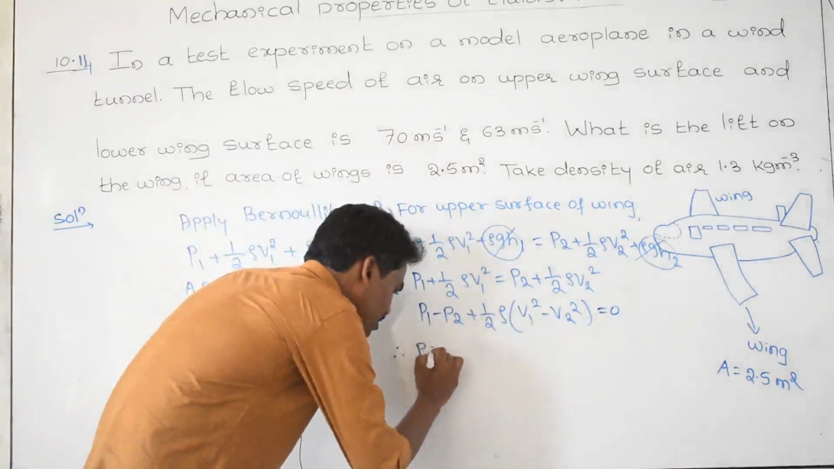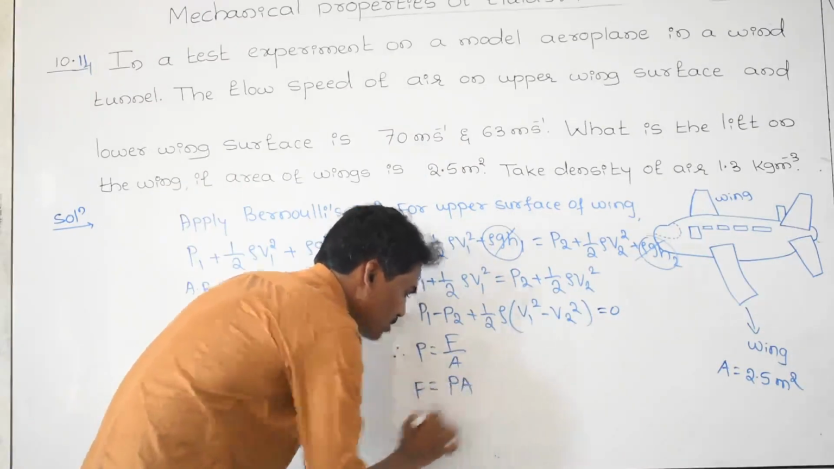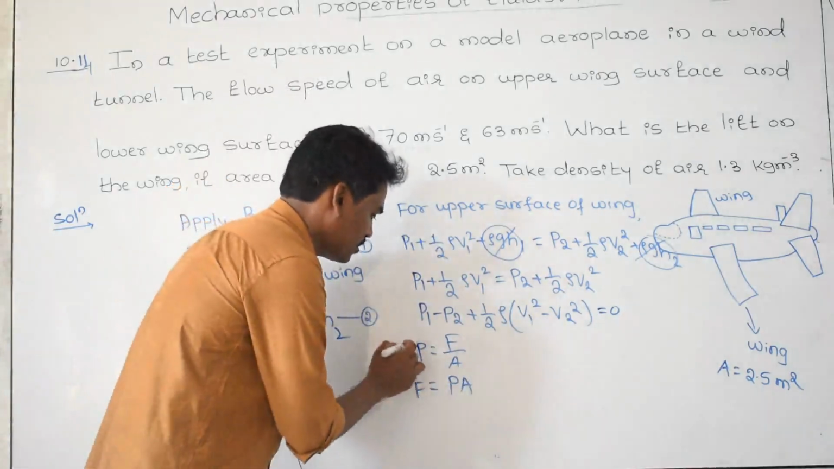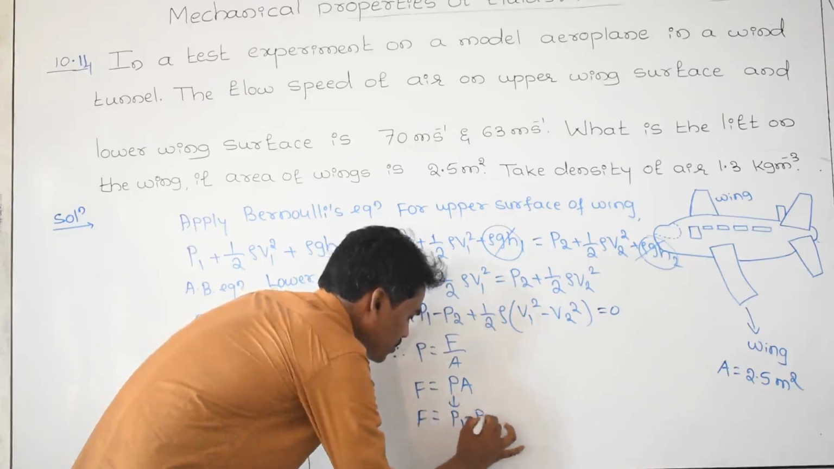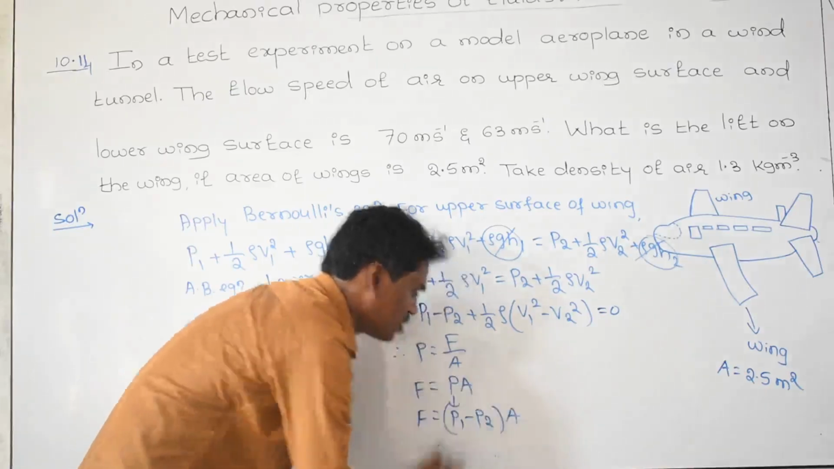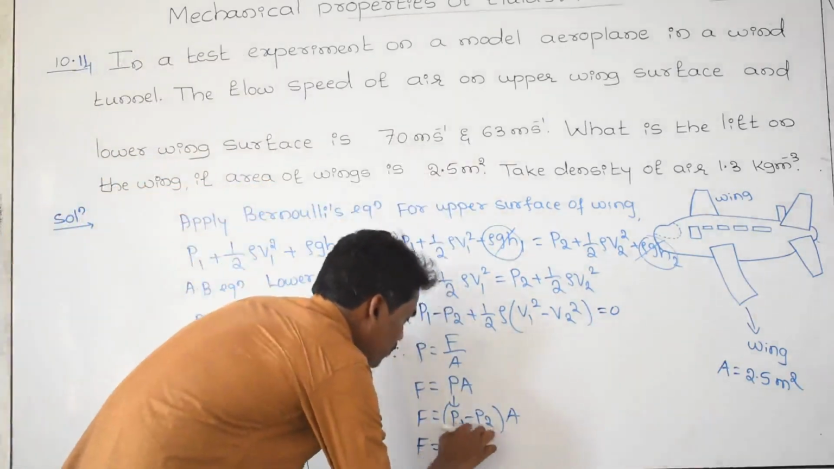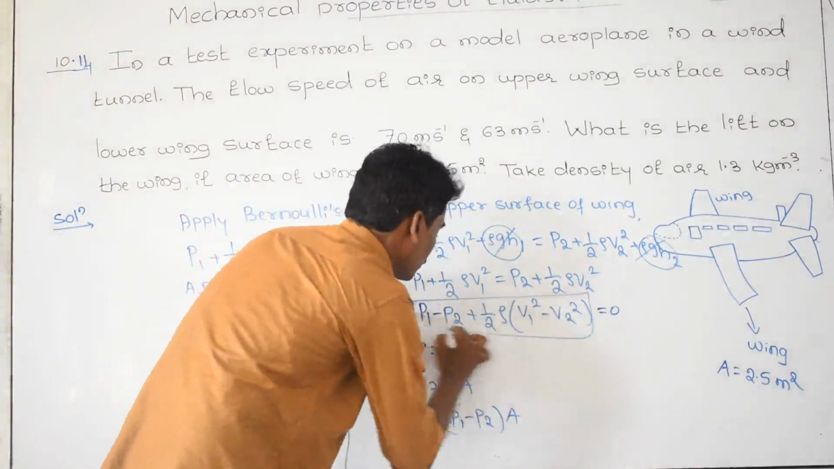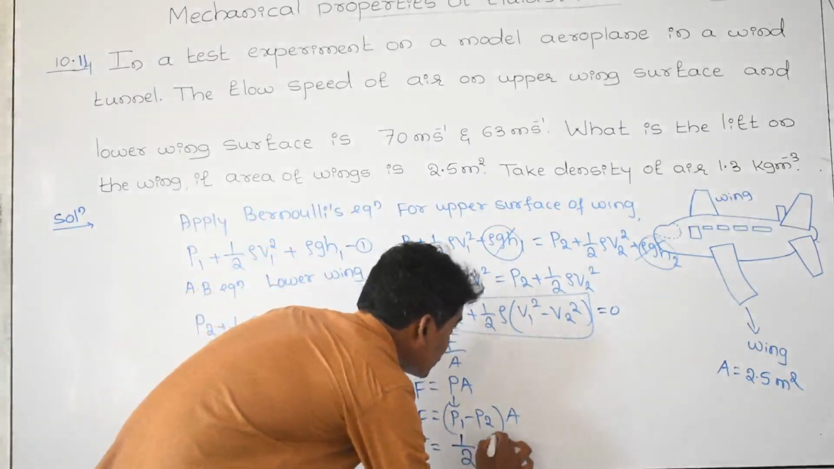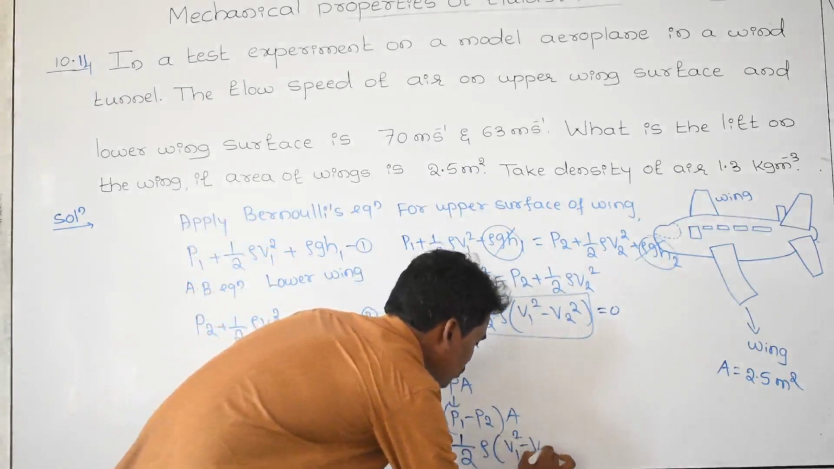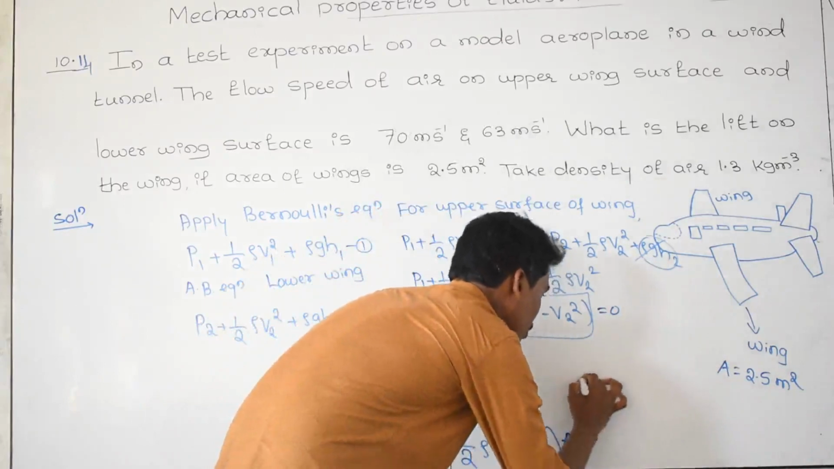Therefore, we know that pressure is equal to force per unit area, so force is equal to P into A. And this force is P1 minus P2, the difference of the pressure, and A as it is. Substitute all the values. F is equal to P1 minus P2, and you can substitute this one. P1 minus P2 is nothing but 1 by 2 rho as it is, V1 square minus V2 square, and this A as it is.